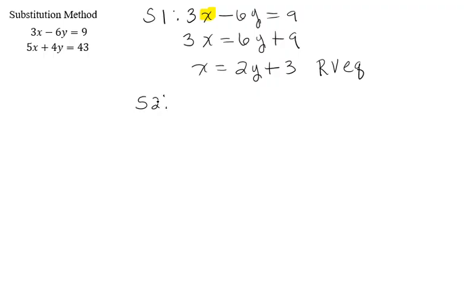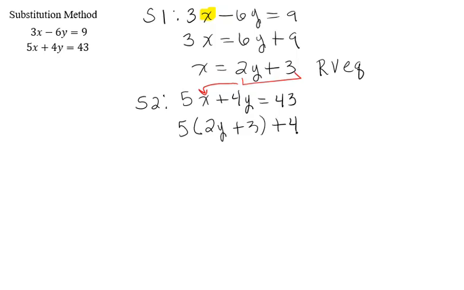Step 2 says to take the other equation, in this case 5x plus 4y is equal to 43, and take our revised expression, the 2y plus 3, and sub that into the other equation. I have it set up as x is equal to 2y plus 3, so I'll make the substitution where the x variable is, which will give me 5 times 2y plus 3, plus 4y is equal to 43.